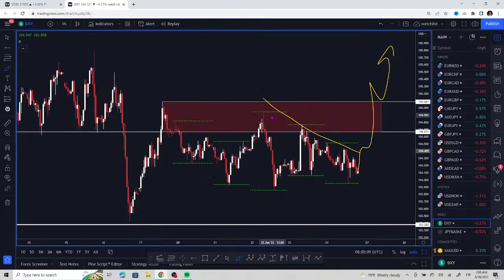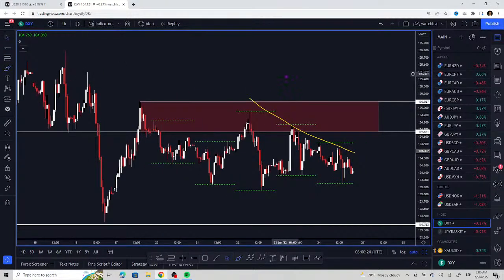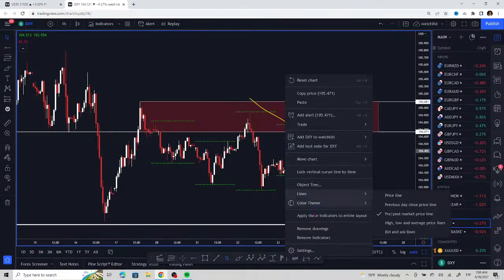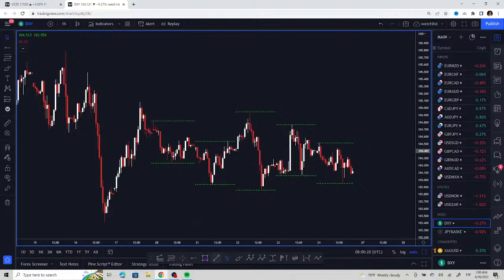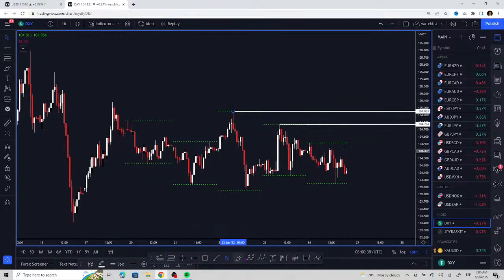But I really need to see some kind of a rejection of this zone. I know that this zone is quite large in the sense that I'm using the previous base as support and this high as resistance. But should we want to look for possible good risk to reward ratio opportunities, this is the exact zone that I will be looking for. It's more narrow, but this is my bull bear frontier, let's call it like that, right?